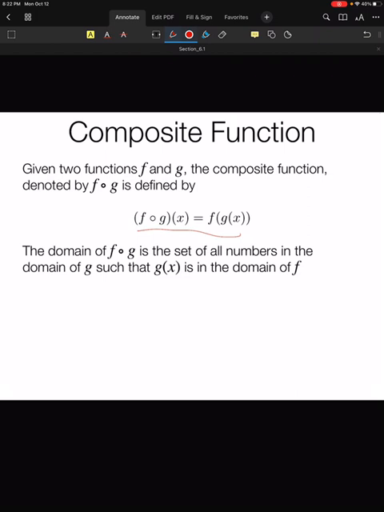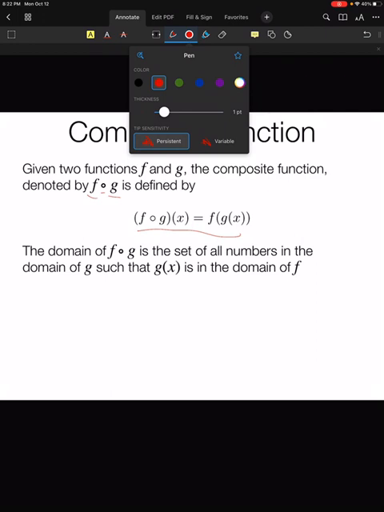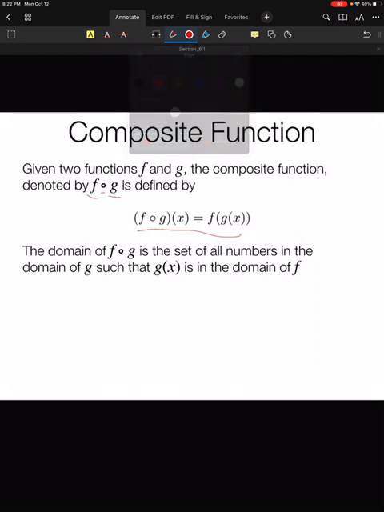We denote the composite function with f and then this O-looking thing, and g. You read the O-looking thing as "composite." So I would say f composite g. And you define a composite function when you have f and then the O and the g as f of g of x.